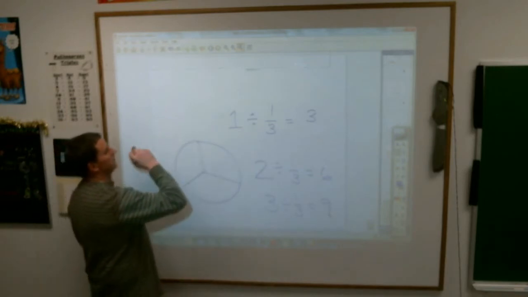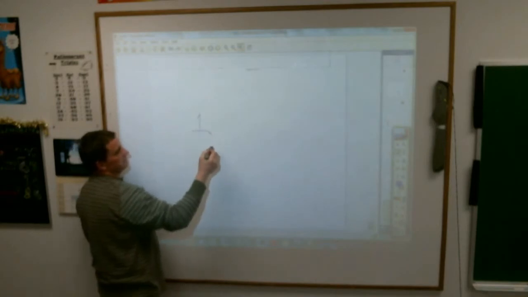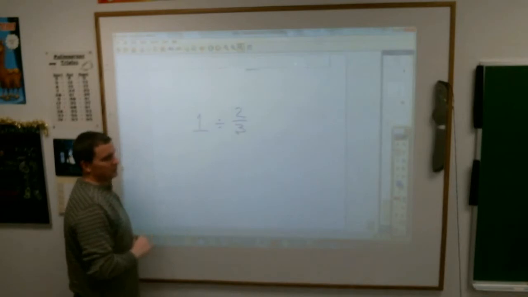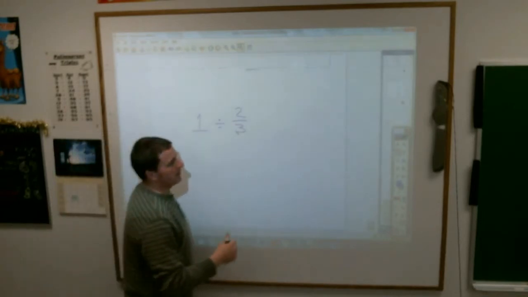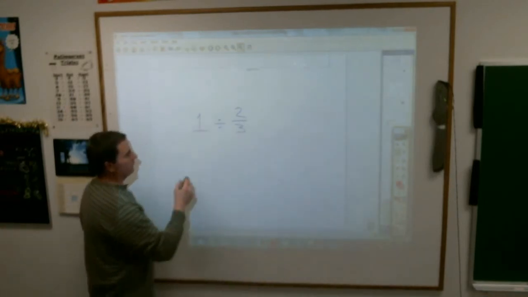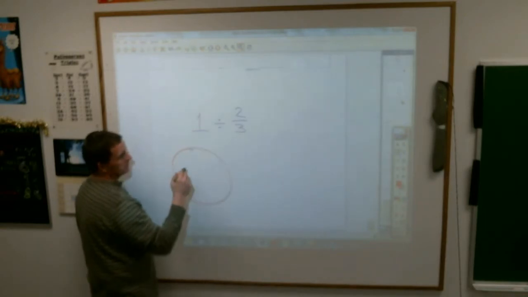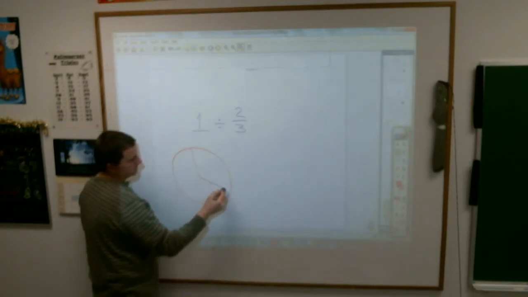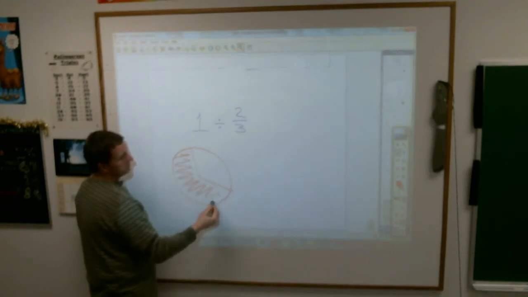How about this? Here, let's see if anybody got this. What if I took one pizza and divided it into 2/3 slices? So let's draw the picture of that. And it's going to be a little tricky for you here. I'm not cutting into the thirds, I'm actually cutting into the 2/3. So it would look like this. This is my 2/3 piece.